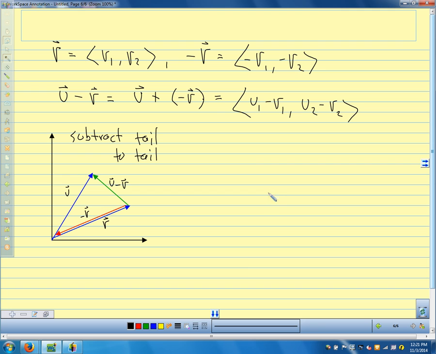Most of what we will be doing with vectors is in component form. I want you to be a little bit familiar with looking at them graphically. Most of what we'll do is in component form.